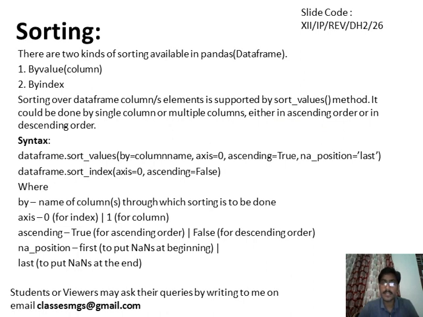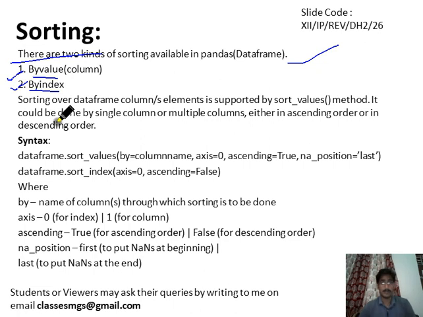Now we will see the sorting operation. Sorting, as we have seen in the first slide, is arranging the data into ascending or descending order. In Python Pandas there are two sorting methods available, by value and by index. We will see those two methods with example in the next slide.